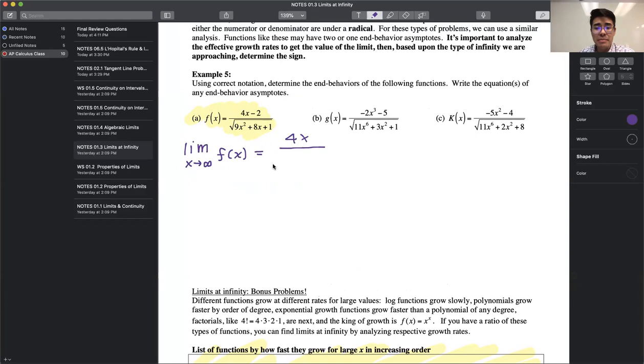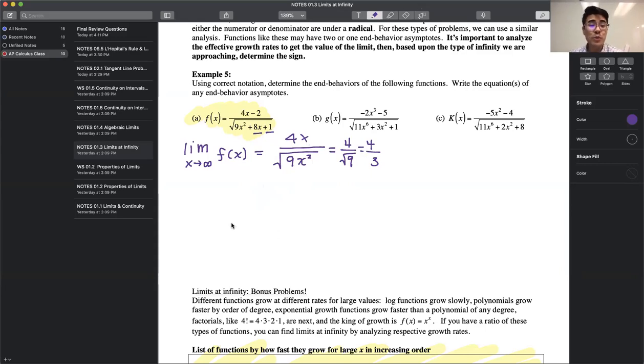And then on the bottom, it would just be essentially equal to root 9x squared, right? Because this x squared and this 1 are of lower degree, so they're not going to affect the asymptote as much, right? So actually at infinity, they're not going to affect it at all. So as x approaches infinity here, since x is the same degree as x squared, the limit at positive infinity is just going to be 4 over root 9, which is equal to 4/3. Yeah, that's just the limit there.